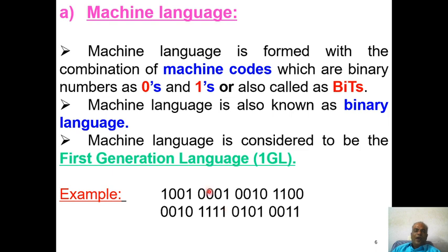While writing programs in machine language, all the instructions are in the form of zeros and ones only. Here, 0 represents the off state and 1 represents the on state. So 0 is the off state, and 1 is known as the on state.